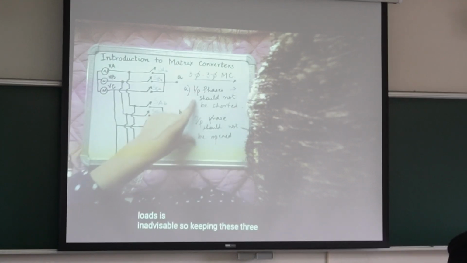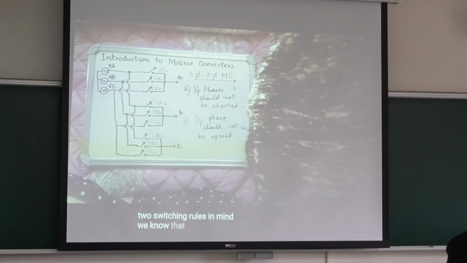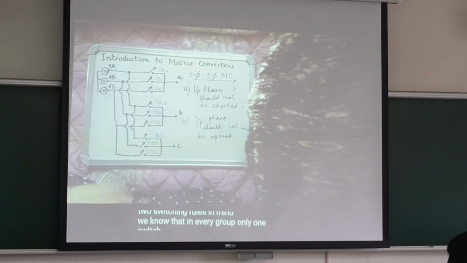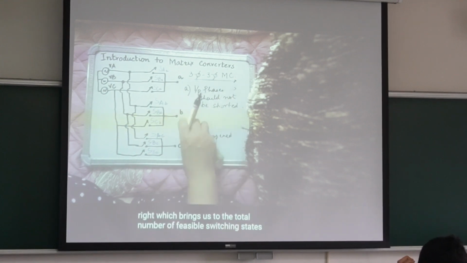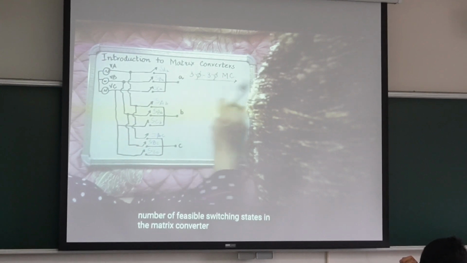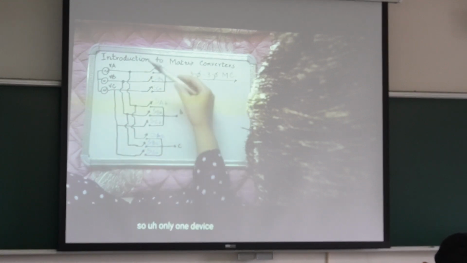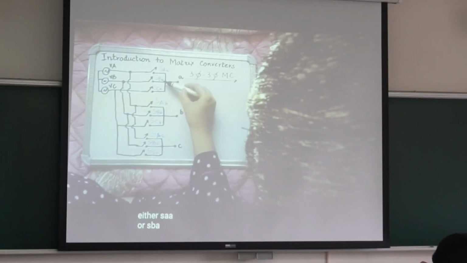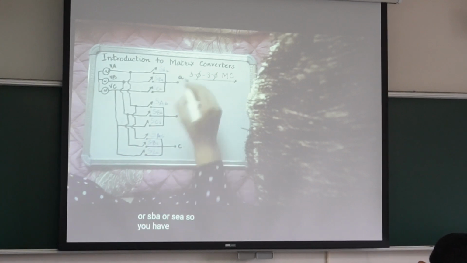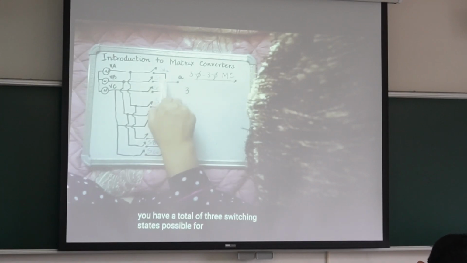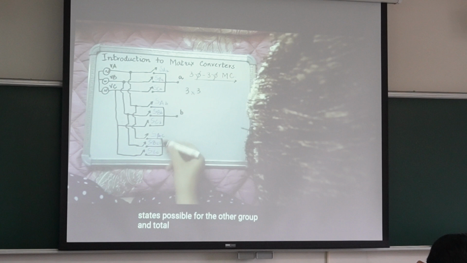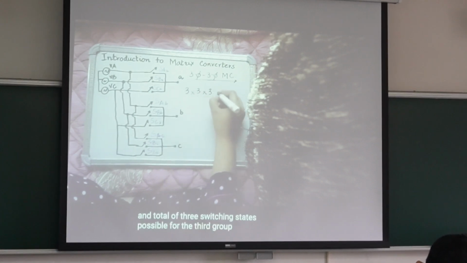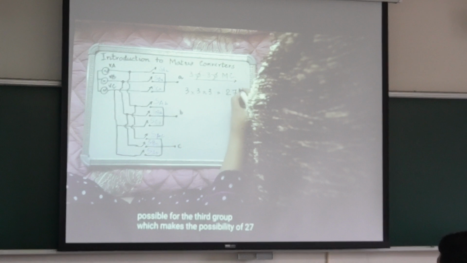So keeping these two switching rules in mind, in every group, one and only one switch should conduct, not more than one, not less than one. This brings us to the total number of feasible switching states in the matrix converter. In each group, only one device should conduct, either SAA or SBA or SCA. So you have a total of 3 switching states possible for this group, 3 for the other group, and 3 for the third group, which makes a possibility of 27 switching states.